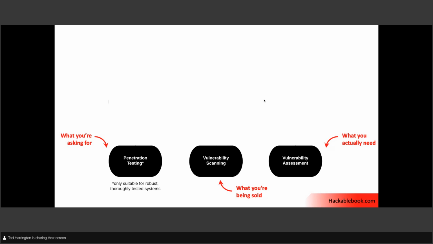And in many ways, that's sort of what vulnerability assessments are like. They're great for both systems that are not very well hardened yet, all the way through to systems that are extremely thoroughly tested. And ultimately what it does is it helps you find all your issues, rank them by priority, and ultimately get better. So you're asking for penetration testing, commonly being sold vulnerability scanning, when actually what you need are vulnerability assessments.